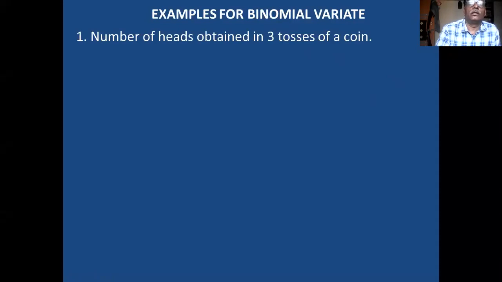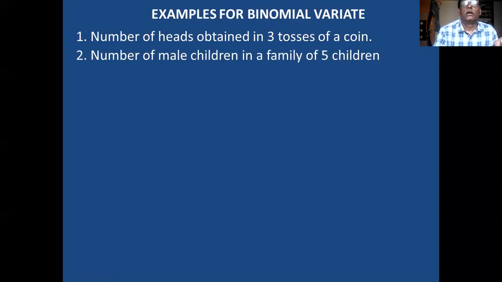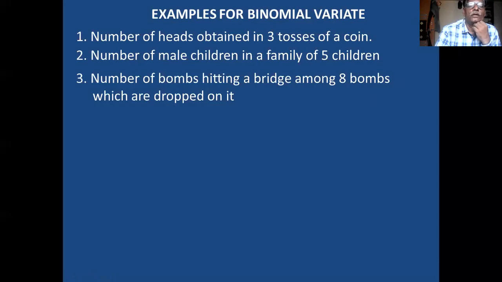In the previous class, I explained the examples of binomial distribution, binomial variate. Binomial variate or binomial distribution is applicable to the number of heads, problems related to the coin, getting the head or tail. And second is problems related to male and female children.